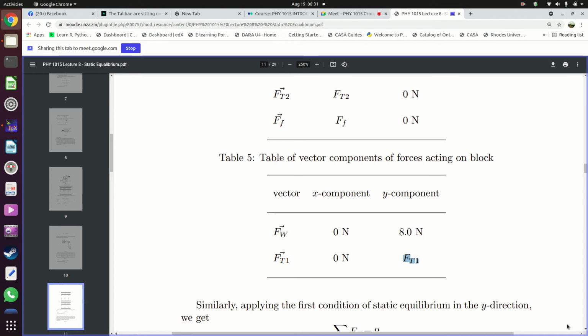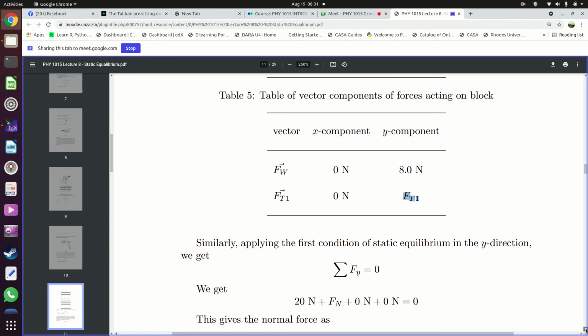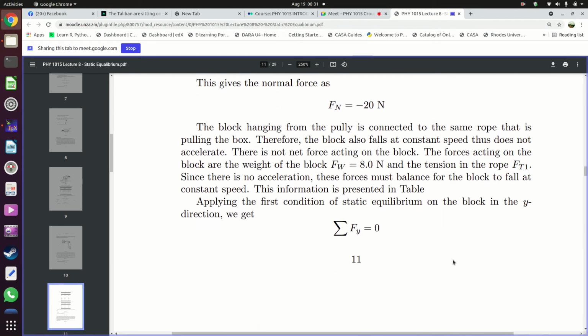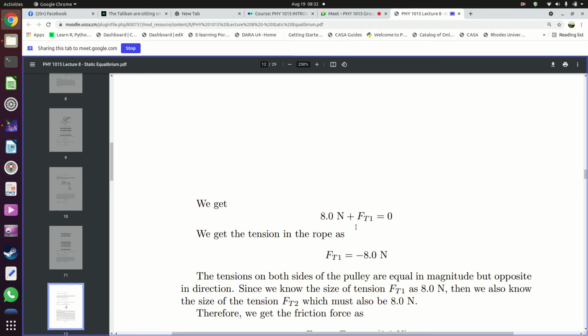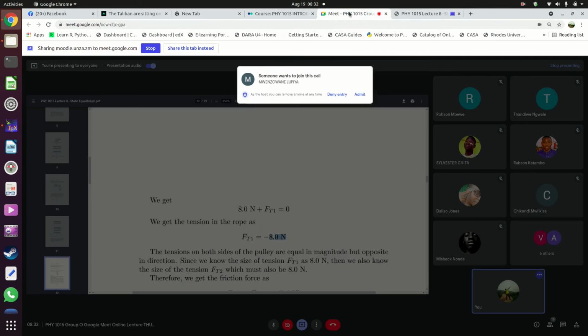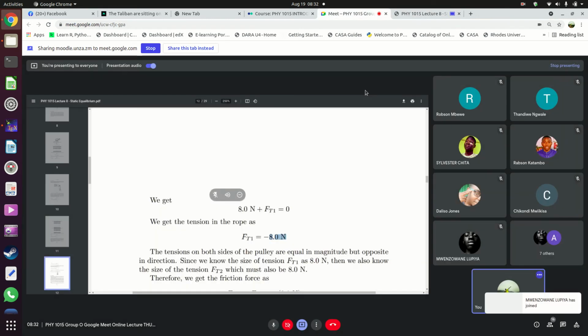So we add up the components along the y-axis in this particular case. When you enforce the condition of static equilibrium along the y-axis, we're going to end up having minus 8 newtons plus FT1 equals 0. So if this is minus 8 newtons plus FT1 equals 0, then you're going to end up having FT1 equals 8 newtons. So this negative needs to go. So make that correction.